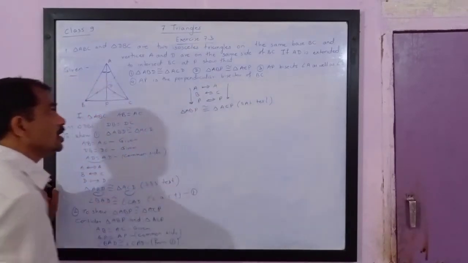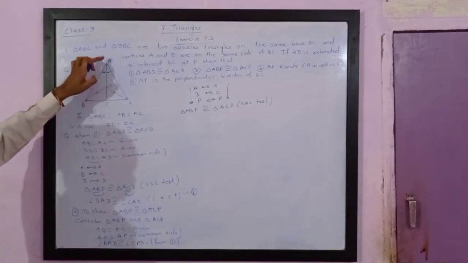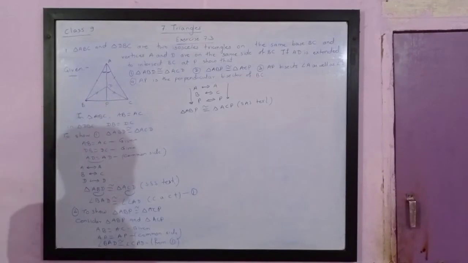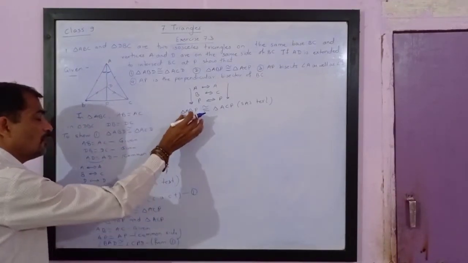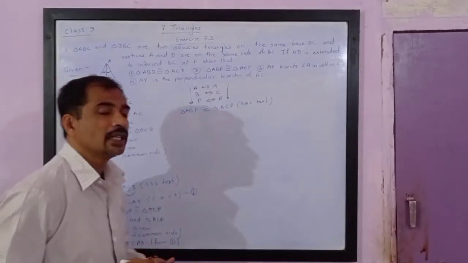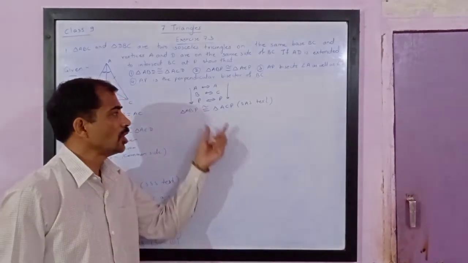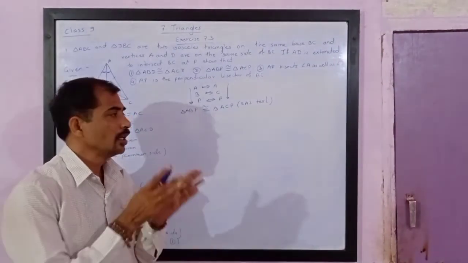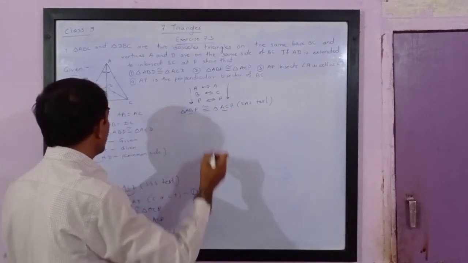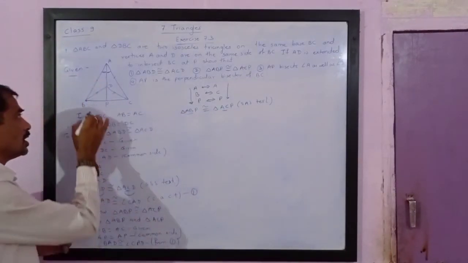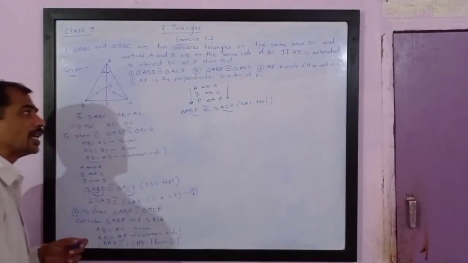So second result is also proved. Now see, if triangle ABP is congruent to triangle ACP, it means if you keep the first triangle on the other triangle, three sides of the first triangle will coincide with three sides of the other triangle. It means the side formed by the first and second vertex is equal to the side formed by the first and second vertex. The side formed by the second and third vertex will be equal to the side formed by the second and third vertex.